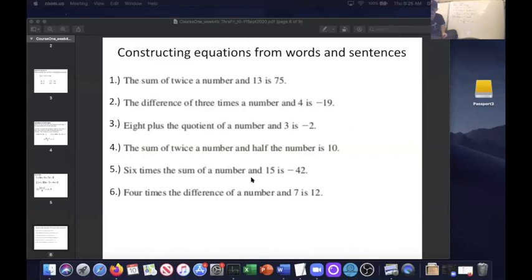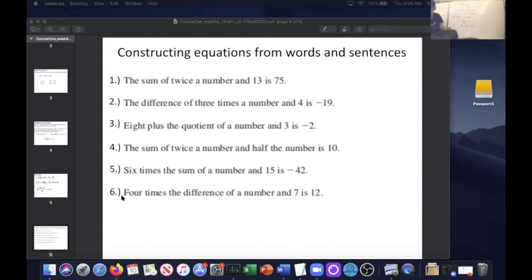Okay, now I'm just going to point this out. Notice the difference between 5 and 6. 5, it says 6 times the sum. So you're multiplying the entire sum of a number and 15. So that's going to be 6 outside parentheses. And I'm just going to use the variable n just to be different, n and 15. And that says it is minus 42.